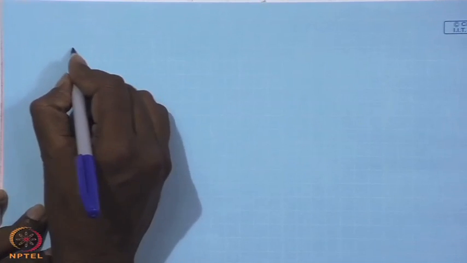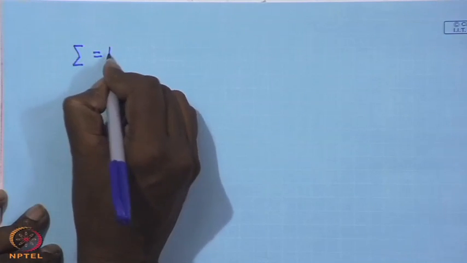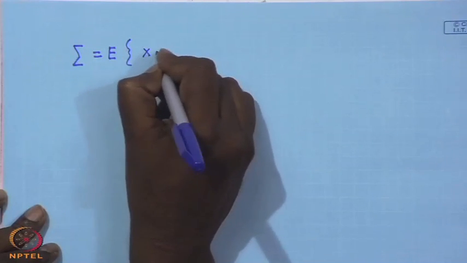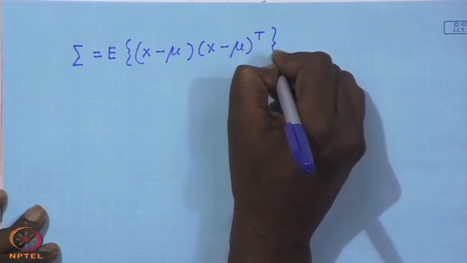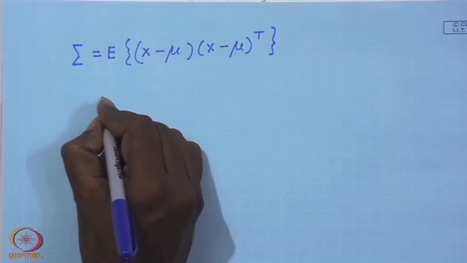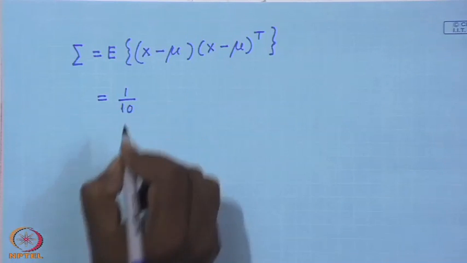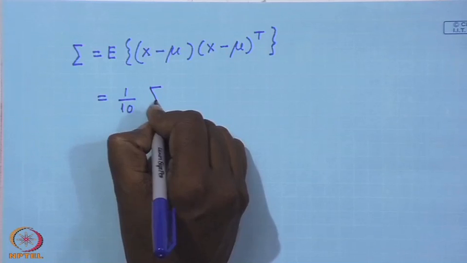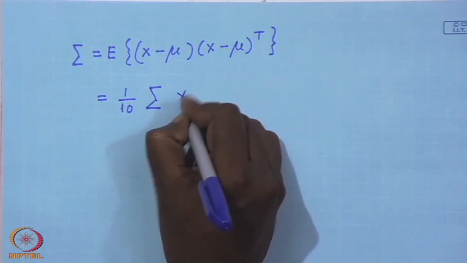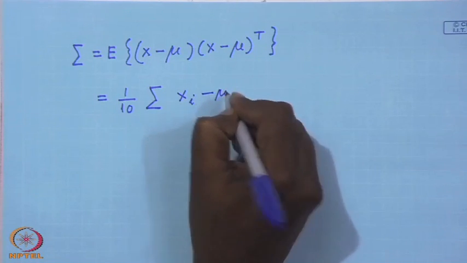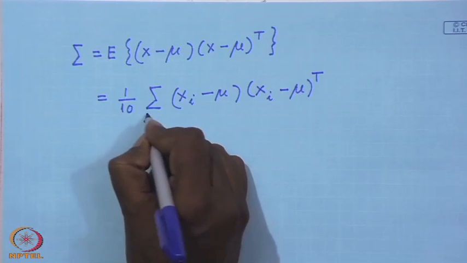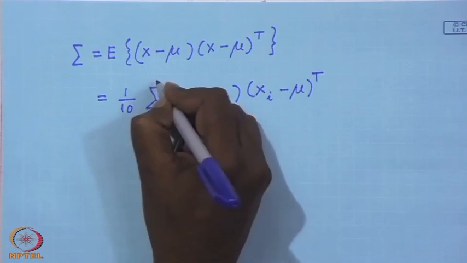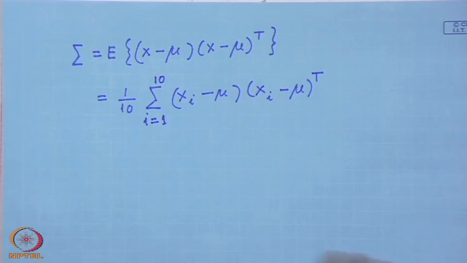So, as per our definition, the covariance matrix sigma is equal to the expectation value of (x minus mu) into (x minus mu) transpose. Over here, because we have 10 different vectors, this expression will simply be 1 upon 10 into the summation, where x_i is the ith vector minus mu, into (x_i minus mu) transpose, and the summation has to be taken over i equal to 1 to 10, as I have 10 different feature vectors and accordingly 10 different matrices.